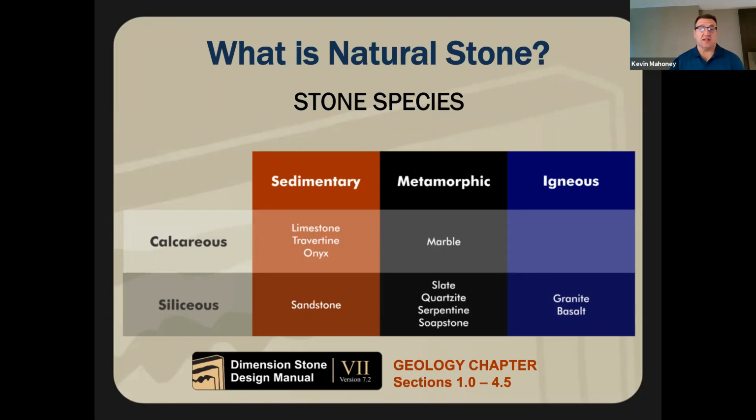So an example of a calcareous sedimentary stone is limestone, travertine, and onyx. A calcareous metamorphic is marble. And a calcareous igneous doesn't exist. So anything that's been blown out of the volcano or cooled under the ground from a molten lava doesn't have any calcareous base. In contrast, siliceous sandstone is a sedimentary siliceous. It has no calcium in it, but still has layers.